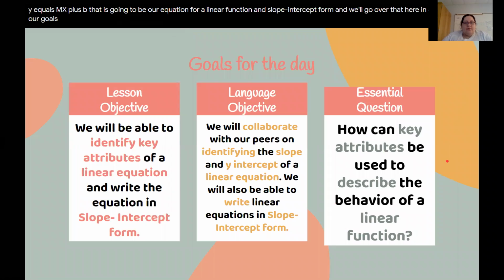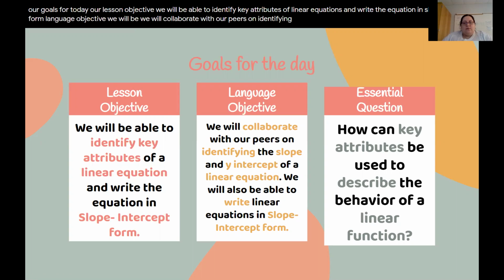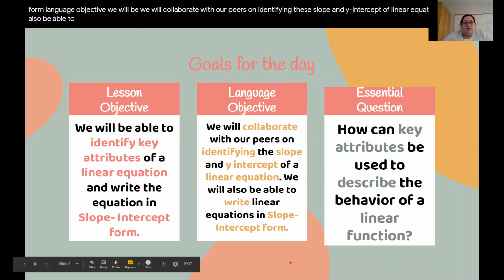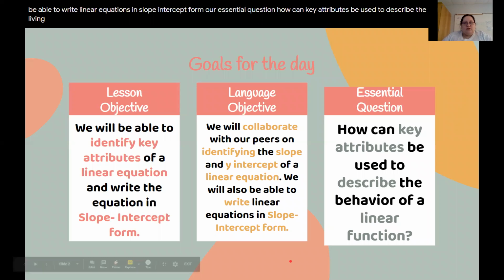So our goals for today, our lesson objective: we will be able to identify key attributes of linear equations and write the equation in slope-intercept form. Our language objective: we will collaborate with our peers on identifying the slope and y-intercept of linear equations. We will also be able to write linear equations in slope-intercept form. Our essential question: how can key attributes be used to describe the behavior of linear functions?